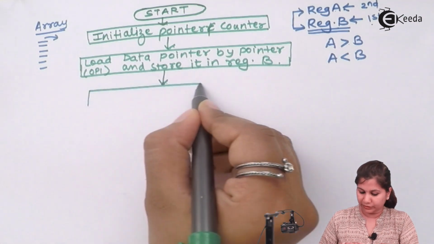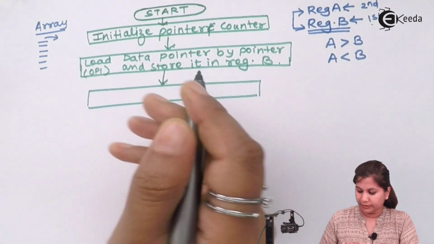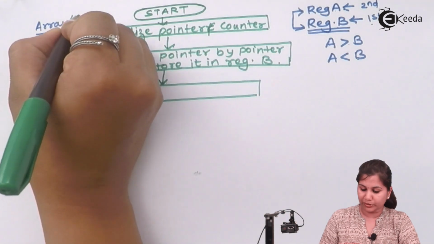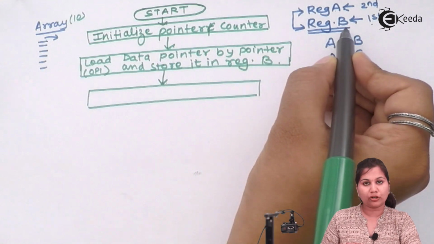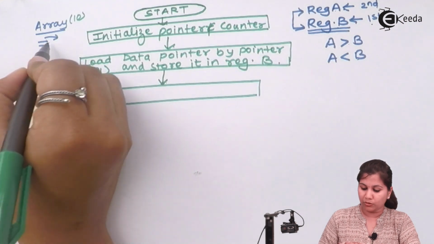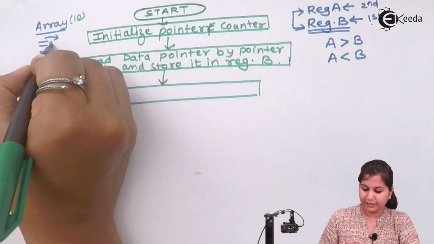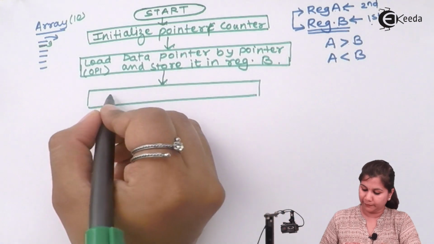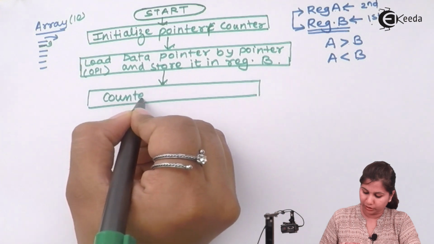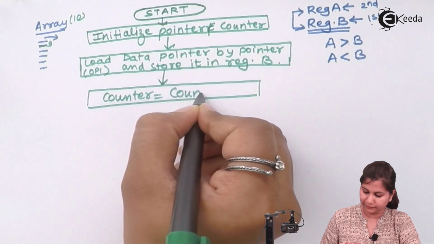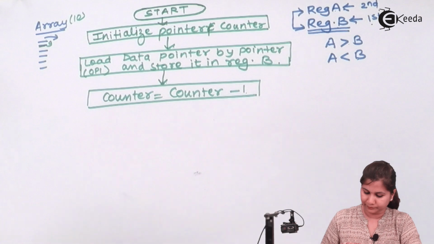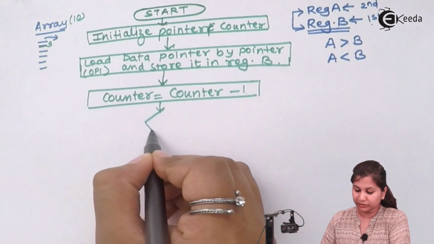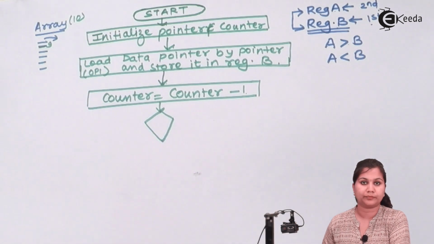After that we will decrement our counter, because the first number is already there. Suppose there are 10 numbers, the first number is already shifted into register B. Now it will be minus 1, that is 9, and the second number will be shifted into register B. So the next step will be counter equals counter minus 1. Now after that we have to check whether the counter has become 0 or not.